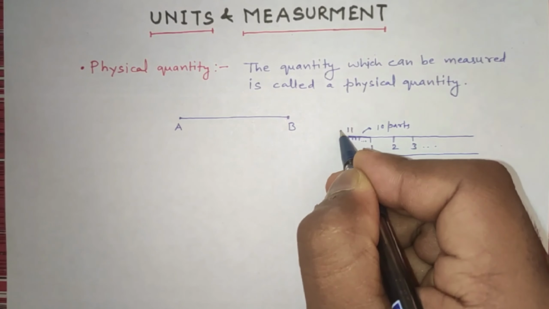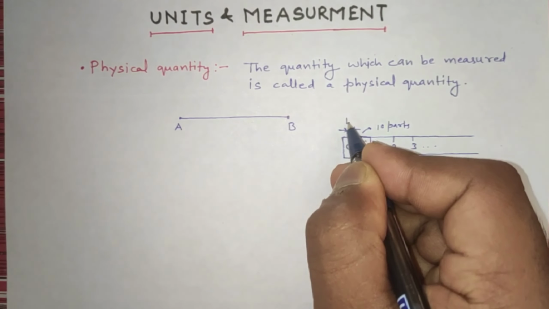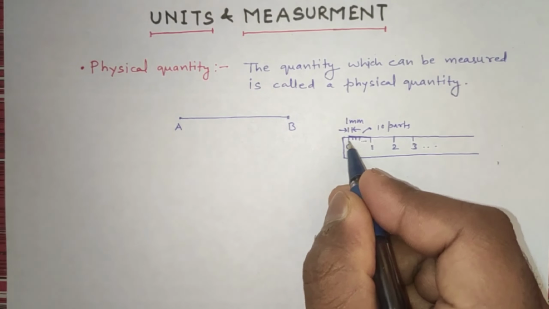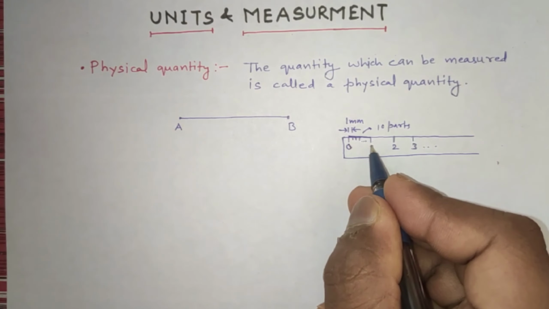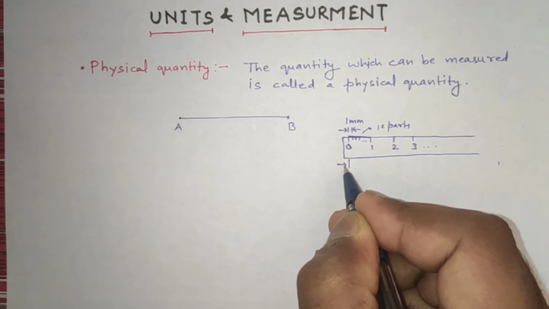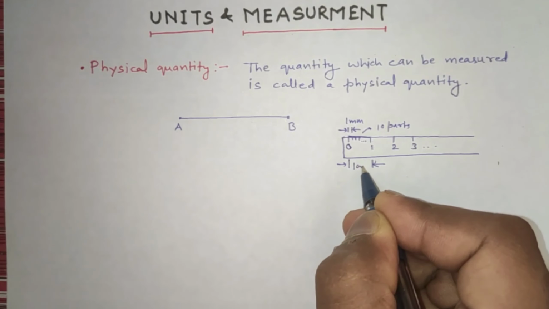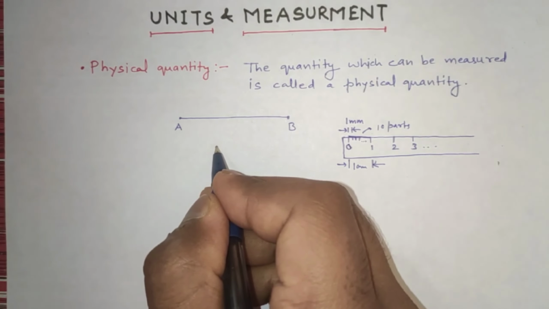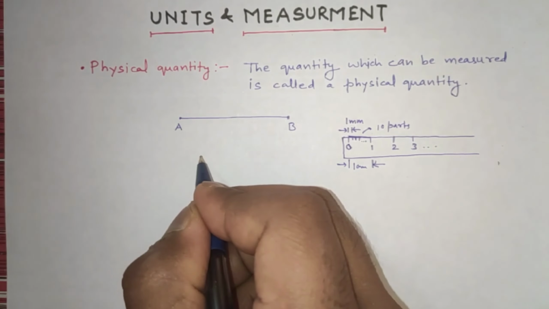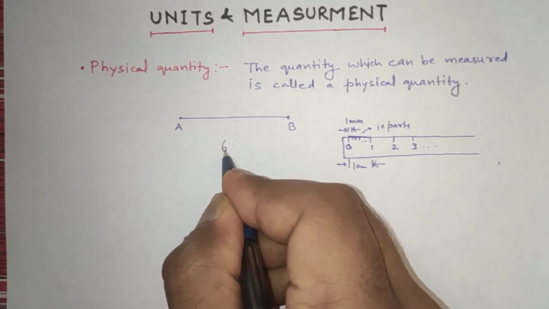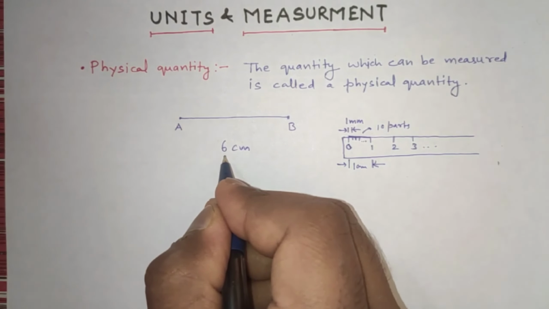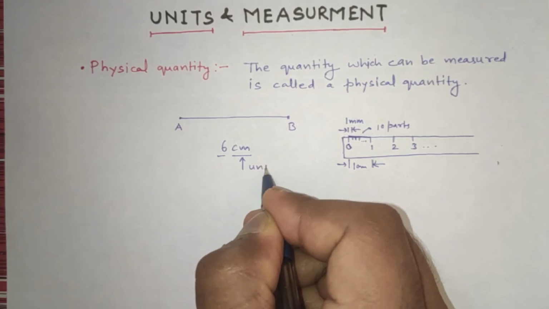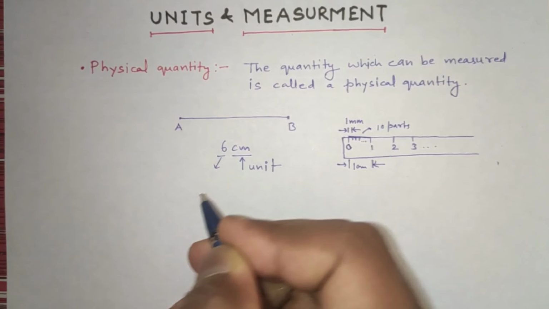This small part can measure a length of 1 mm, and between these marks 0 and 1 we can measure the length of 1 centimeter. Same for this, same for this. Okay, let us assume the length of this line AB is 6 centimeter. Here we write two things, 6 and centimeter. This is unit and this is numeral part.